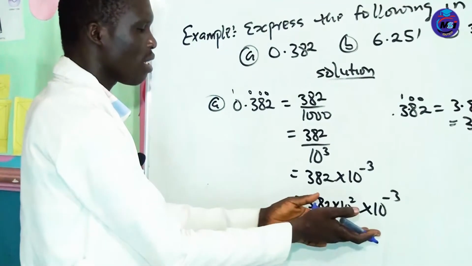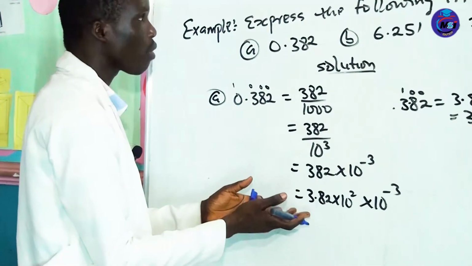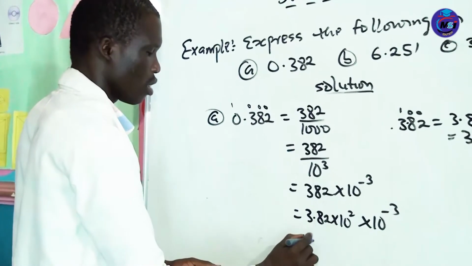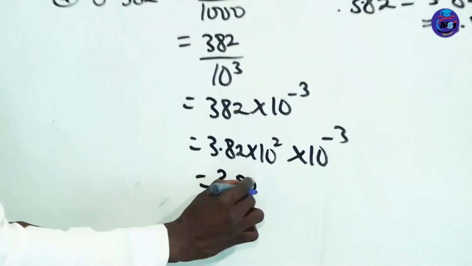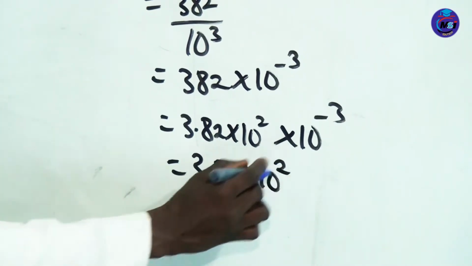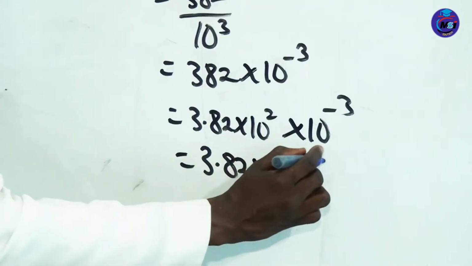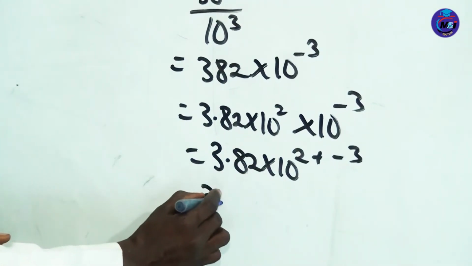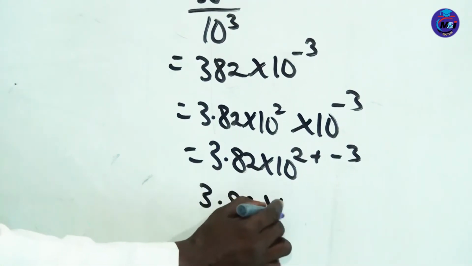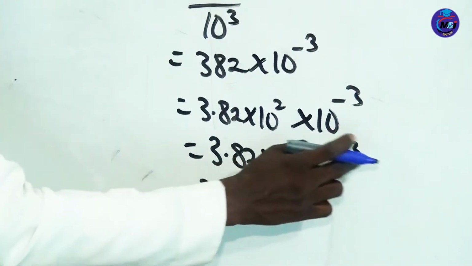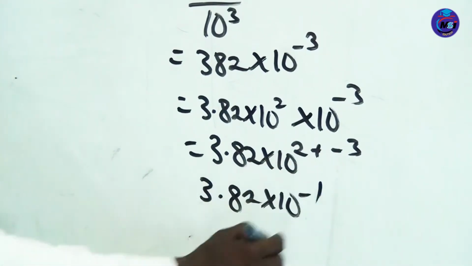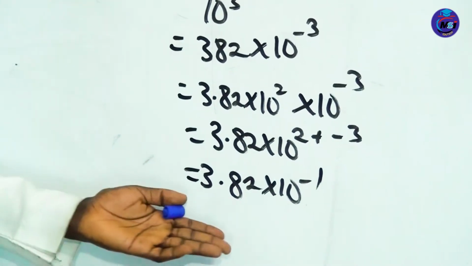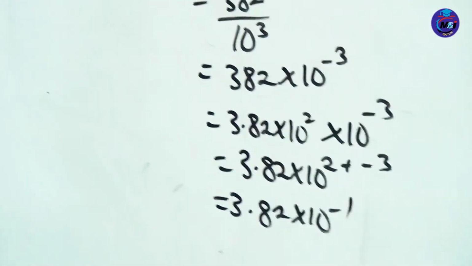So this is what we just explained here. Now apply the first law of indices here. This will give us 3.82 times 10 raised to the power 2 plus minus 3. Now this will give us 3.82 times 10 raised to the power 2 plus minus 3, which is minus 1. So this will be our answer. Okay, I believe you understand that.